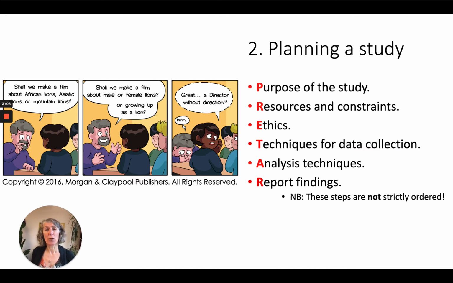So we start by talking about how you plan a study, thinking about what its purpose is, what resources and constraints you're working with, and particularly ethical considerations. We talk in depth about techniques for data gathering and analysis, and then reporting findings. I've presented them in a superficially logical order here. In practice, things don't always go quite this neatly, and very often there is iteration through these different steps.